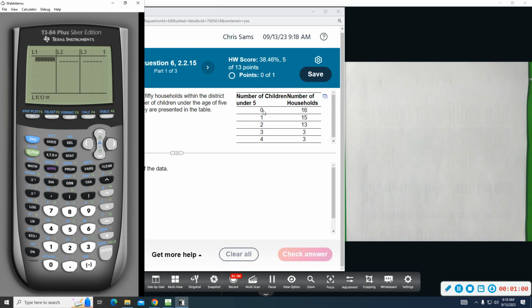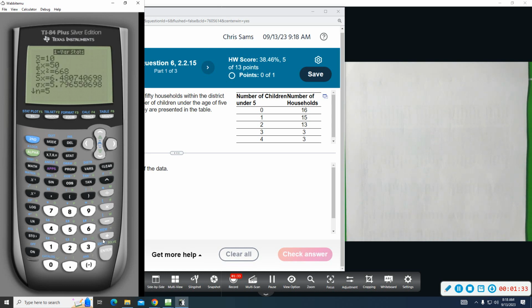And then I'm going to input the number that have 16, 15, 13, 3, 3. So I know those correspond to 0, 1, 2, 3, and 4. So this is my data. I'm going to hit Stat. I'm going to calculate, and I'm going to hit Enter on one variable statistics, and then compute.